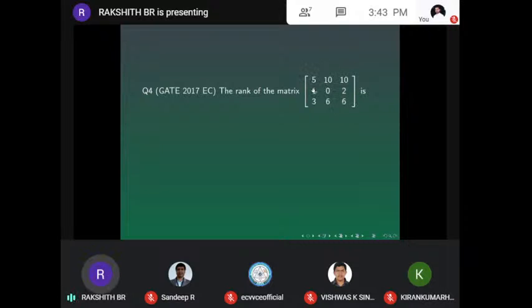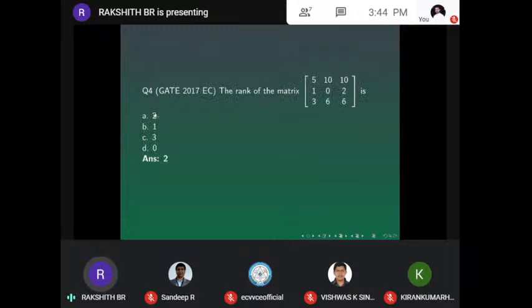Therefore the rank is not 3, that is confirmed. Since the first row and the last row are dependent, the rank is not 3. If it were 3, all these 3 rows must be linearly independent. So the rank can be either 1 or 2. Of course, it's not 1 because of this 1, 0, 2. If you compute the determinant of this submatrix 5, 10, 1, 0, of course it is non-zero. Therefore, we can easily write down that the rank of the given matrix is 2.